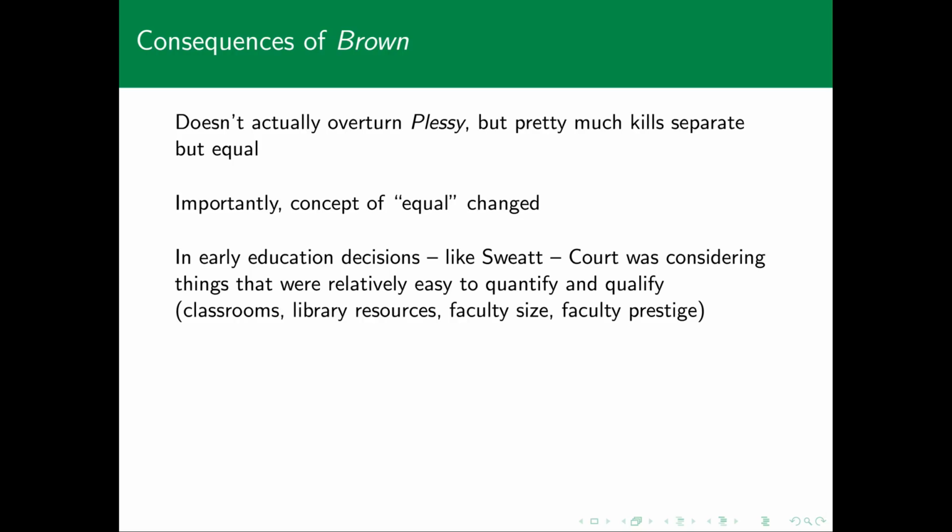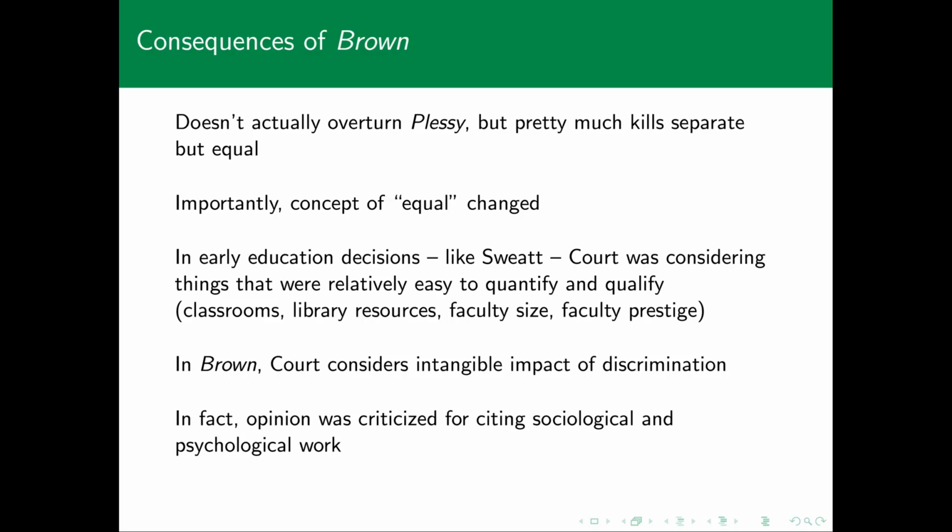In fact, this opinion was criticized greatly for citing sociological and psychological work. Some people thought that had no place in a legal argument. In fact, people to this day believe that has no place in a legal argument. Just last term, Chief Justice Roberts referred to something as sociological gobbledygook. So it is controversial, especially in 1954, for the court to be using something a little bit outside of the law to influence their understanding of the law.